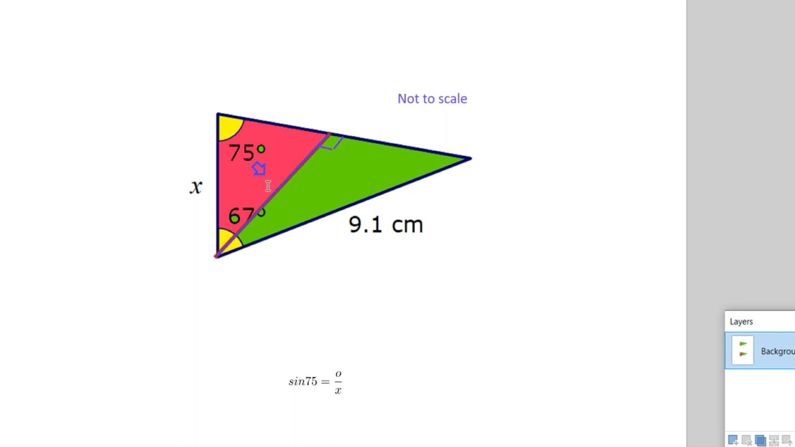So this is my opposite side. Notice it will be the same opposite side for the green triangle. And this line here is x, and that would be the hypotenuse, the longest side of that red or pink triangle. And so I can say sine 75 is equal to opposite divided by x. Instead of opposite divided by hypotenuse, it is now opposite divided by x.